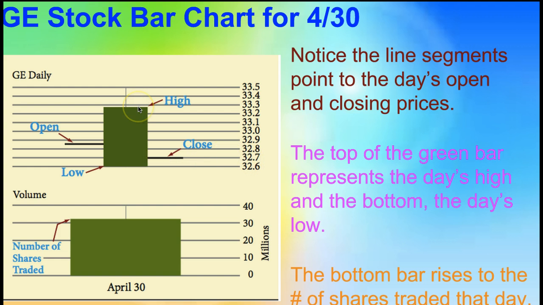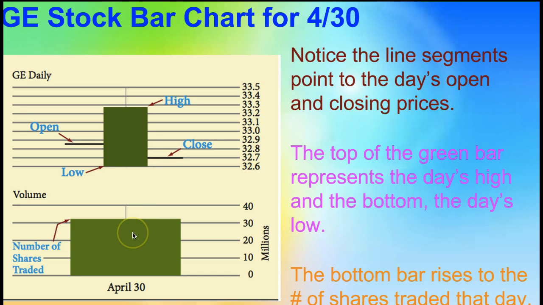The high part of the bar represents the high of the day, and the lowest part represents the low of the day. So we have a low of $32.60 during the day, and at some other time in the day it traded for about $33.25. So this tracks what the stock is doing throughout the day.